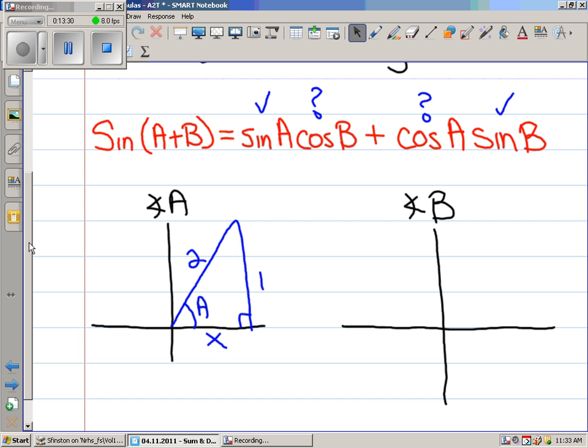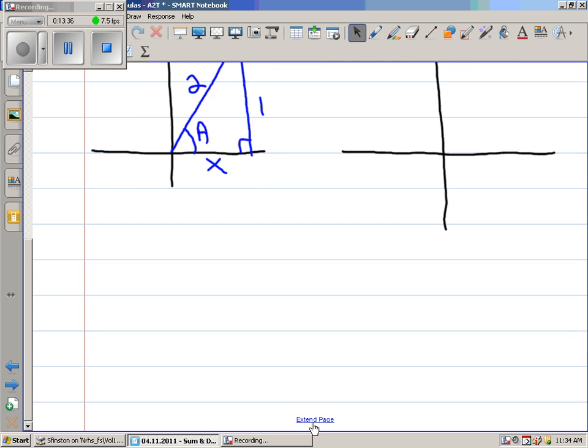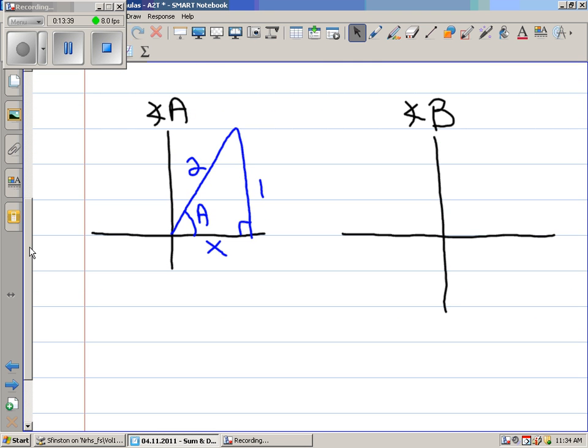This is a very long problem. Oh, if you're really good and you have the Pythagorean triples memorized, then you could just say, oh, x is the square root of 3. Otherwise, you have to use this famous theorem.